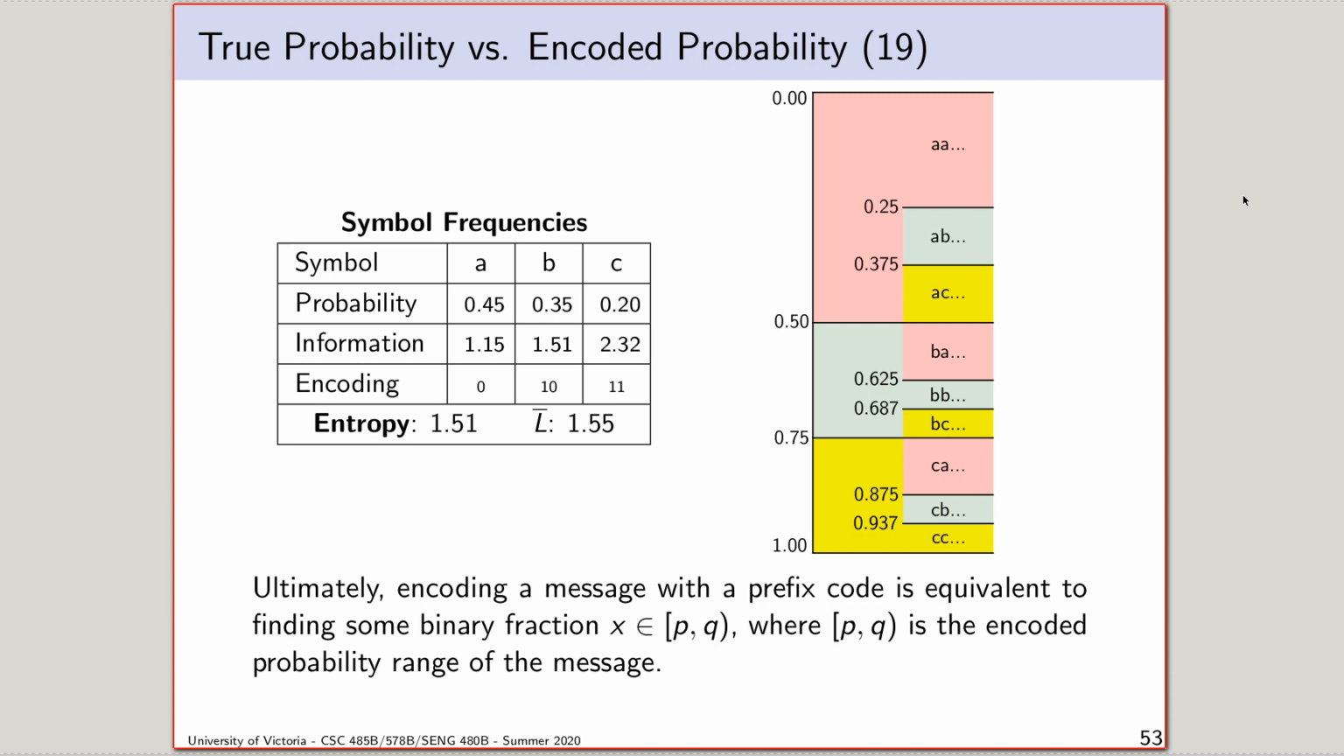Really, when I'm encoding a message, it's not prefix coding, with the technique we're about to describe. When I'm encoding a message, what I'm actually doing is finding some binary value, a single binary sequence X, that is the encoded sequence, somewhere in the range PQ, where PQ is the encoded probability range. So this is the table coming out of Huffman coding here. The way it chooses is sort of complicated. It's not obvious how it does that, but it finds some value inside this range that acts as a representative of that symbol.